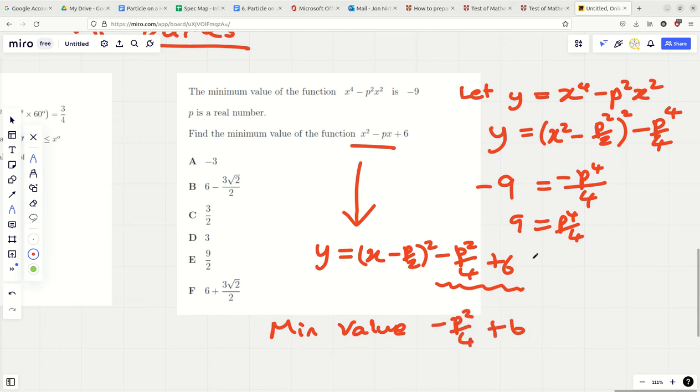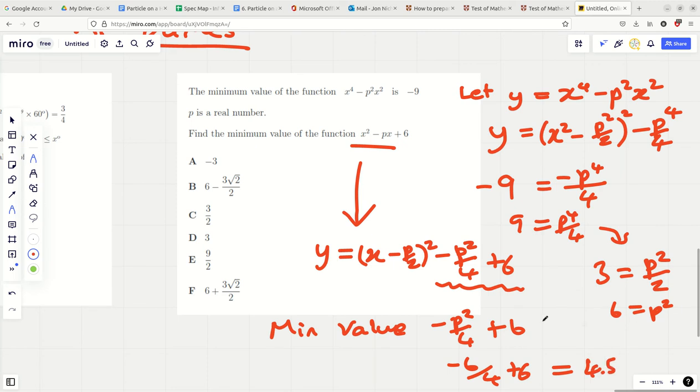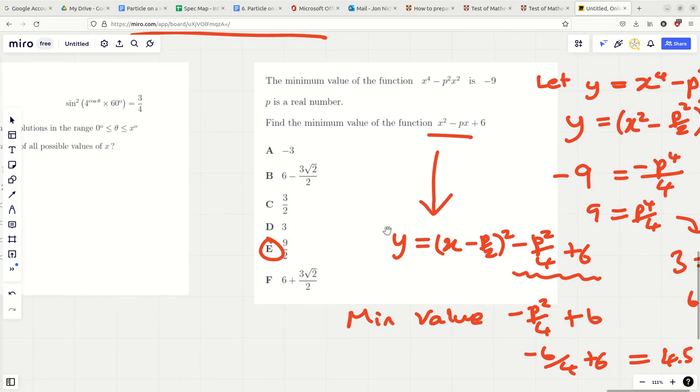But of course, what is p squared? We can work it out over here, because if we square root both sides, we get 3 is p squared over 2. And I thought, oh, that's lovely. Now I know that p squared is 6, because now I can just plug it in as minus 6 over 4 plus 6. And so the minimum value is 4.5, I think, because that's minus 1.5 plus 6. So 4.5. And so E, I reckon. So that's how I did that one.